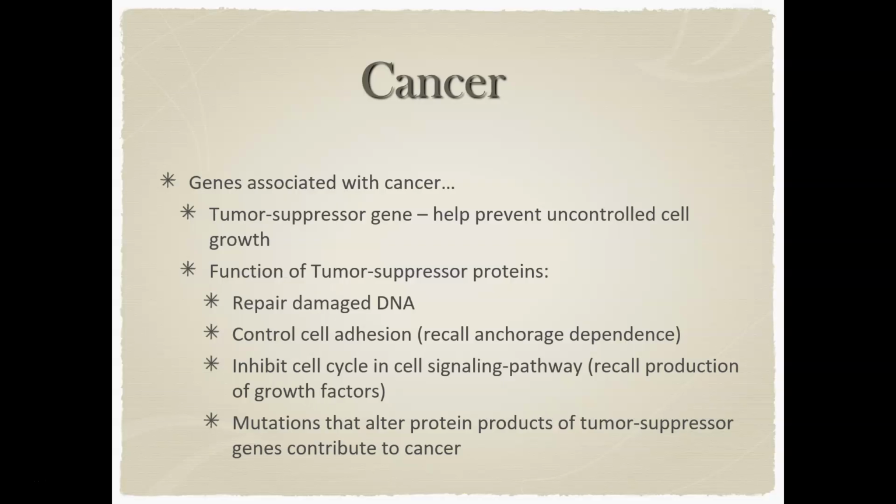So these also are things that will show up as part of those checkpoints. So they'll recognize that DNA is damaged and try to go back and repair it. Or they function in the control of cell adhesion, right? So go back to that anchorage dependence. The proteins that are produced from these genes are supposed to ensure that those cells are attached to something. They can inhibit the cell cycle, so stop the production of growth factors, so on and so forth. But if I get a mutation in a tumor suppressor gene, all of those helpful control mechanisms break down, and so we can also end up leading to cancer this way.